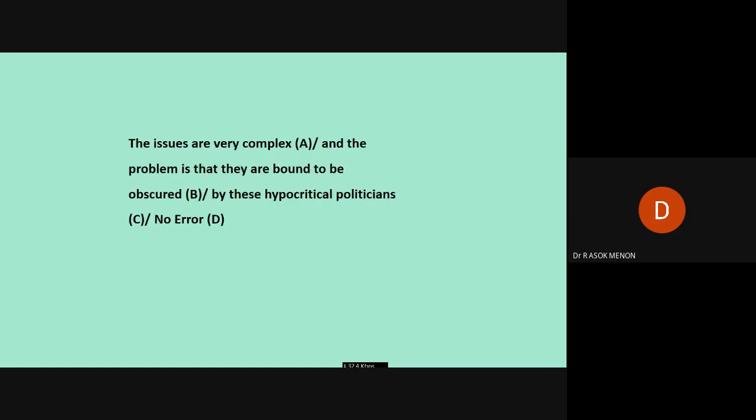Then the issues are very complex, and the problem is that they are bound to be obscured by these hypocritical politicians. The issues are very complex. It is very simple. Srini says it is hypocritical politicians. It's a very simple question. Somebody says it is A. Yes, that is right. Vivek Chauhan has said it correctly, but can you correct yourself?